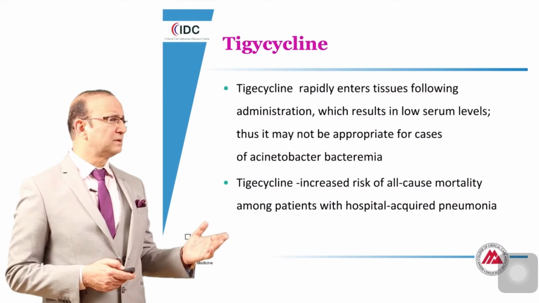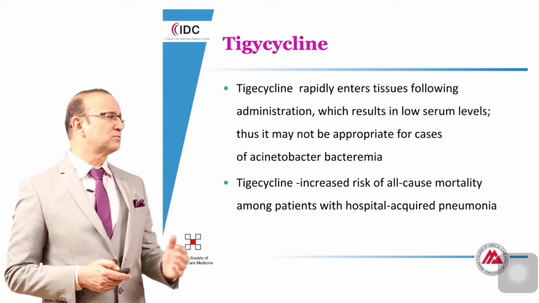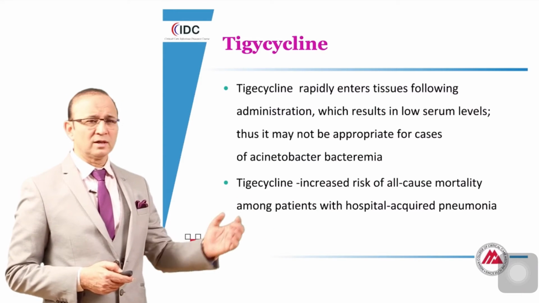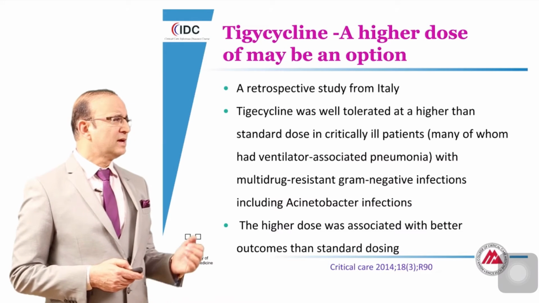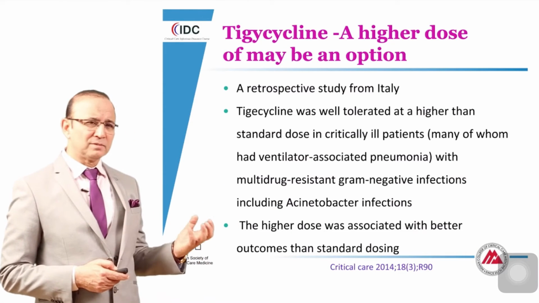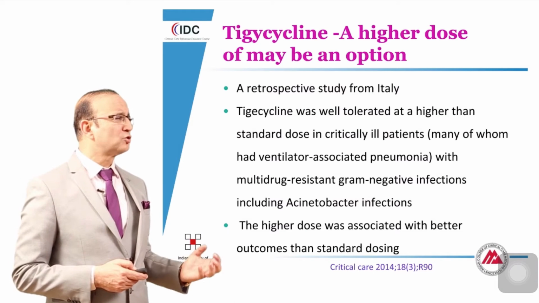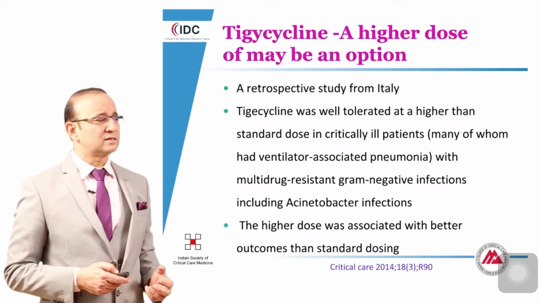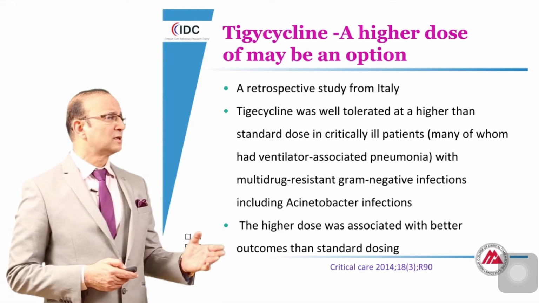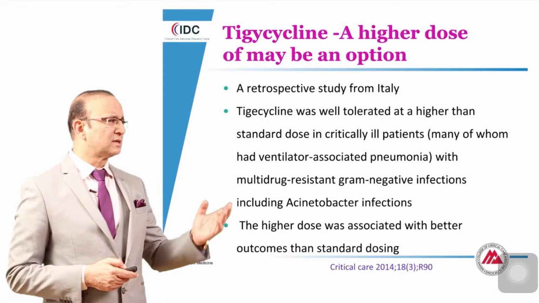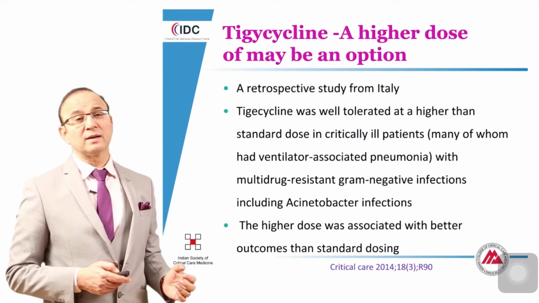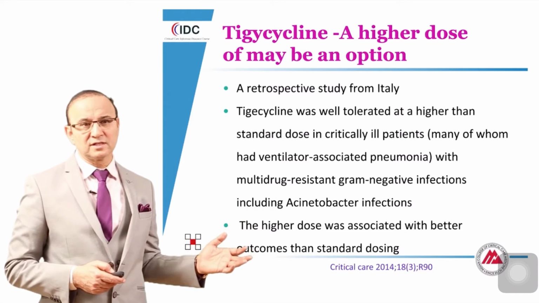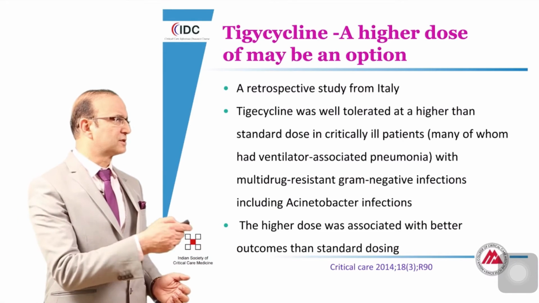This I have already described. Tigecycline increases all-cause mortality among patients with hospital-acquired pneumonia and ventilator-associated pneumonia in one of the studies. Then recently a paper was published from Italy where they showed that if you use a higher dose than the routine one in a multi-drug resistant gram-negative infection, the higher dose was associated with better outcome than the standard dosing. So probably we could use a higher dose of tigecycline in treating Acinetobacter infections.